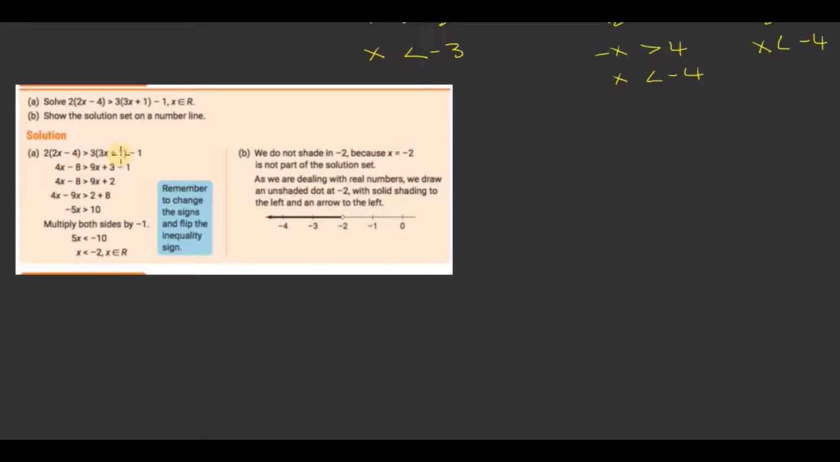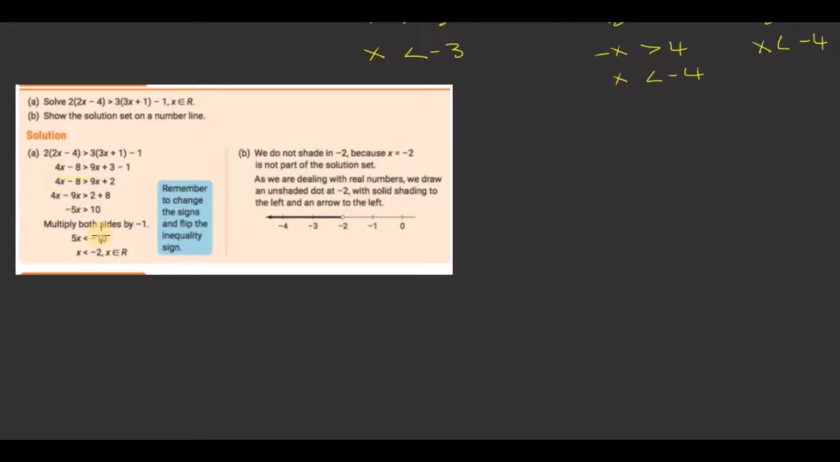Multiplying the 3 by the 3x + 1 is going to give you 9x + 3, and there's your -1. Add up your 3 and your -1, and that gives you 2. At this stage, now get your x's onto one side. In this case, he chooses to bring his 9x over to the left, which gives 4x - 9x. Then he brought the -8 over to the right-hand side, so we have 2 + 8. So 4x - 9x is -5x, and that's greater than 10.